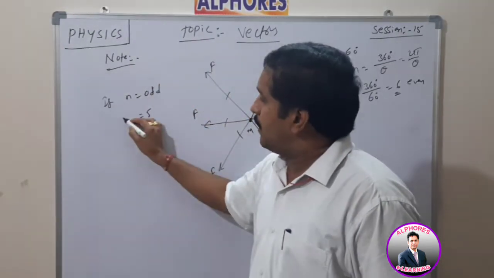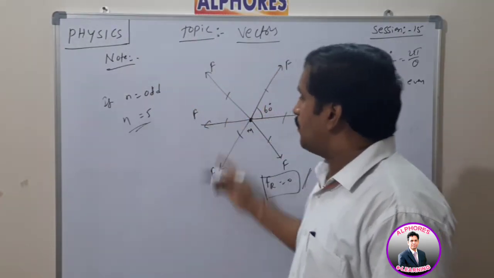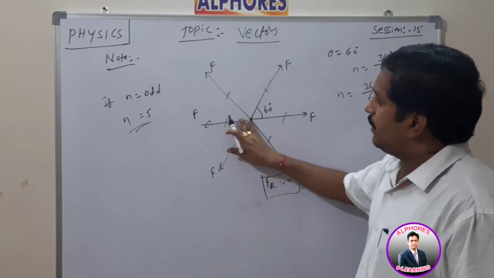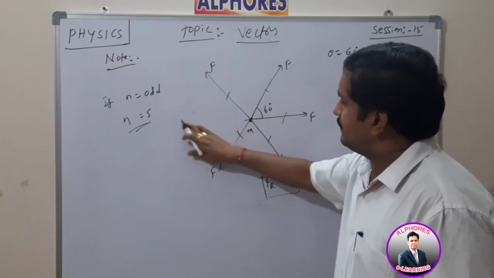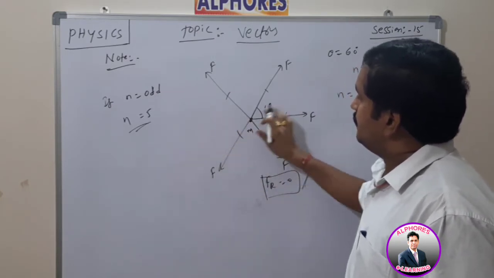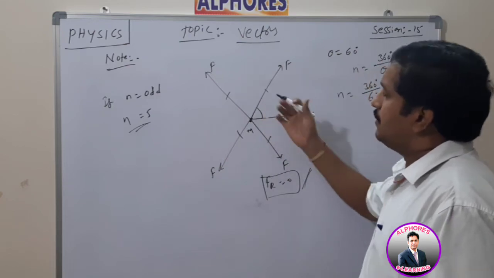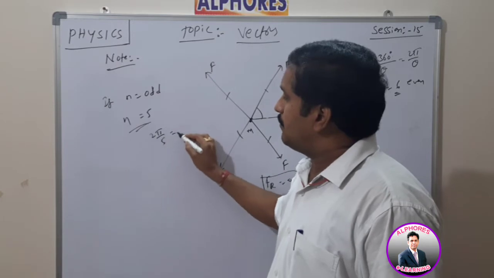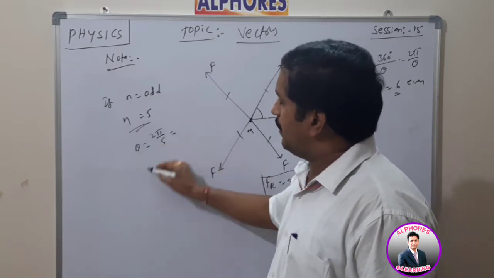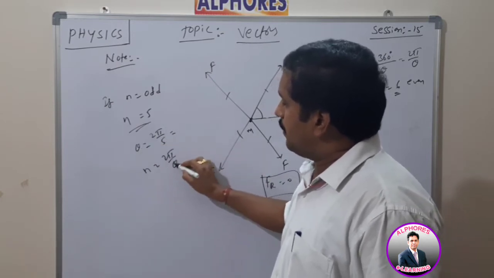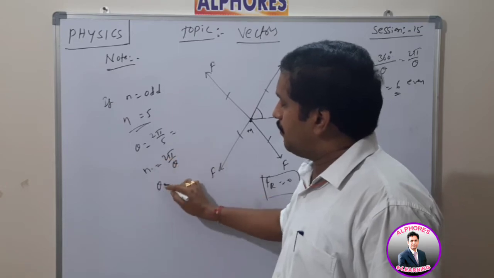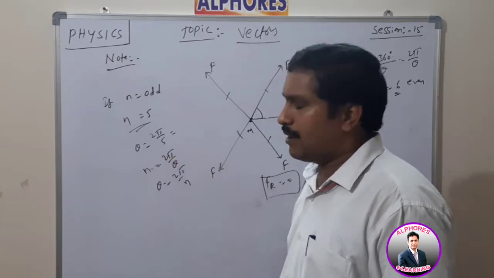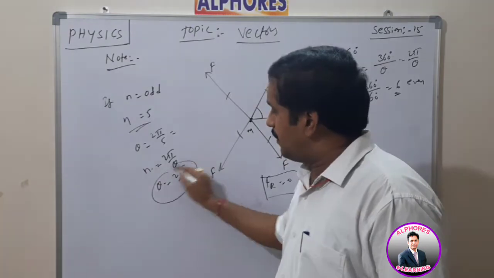If n is equal to 5, listen carefully, let us say 5 forces like this. Not 60 degrees, this is a different case. If n is equal to 5, what is the angle here? 2 pi by 5. Because n is equal to 2 pi by theta, theta is equal to 2 pi by n only. You have to find the angle between the forces.